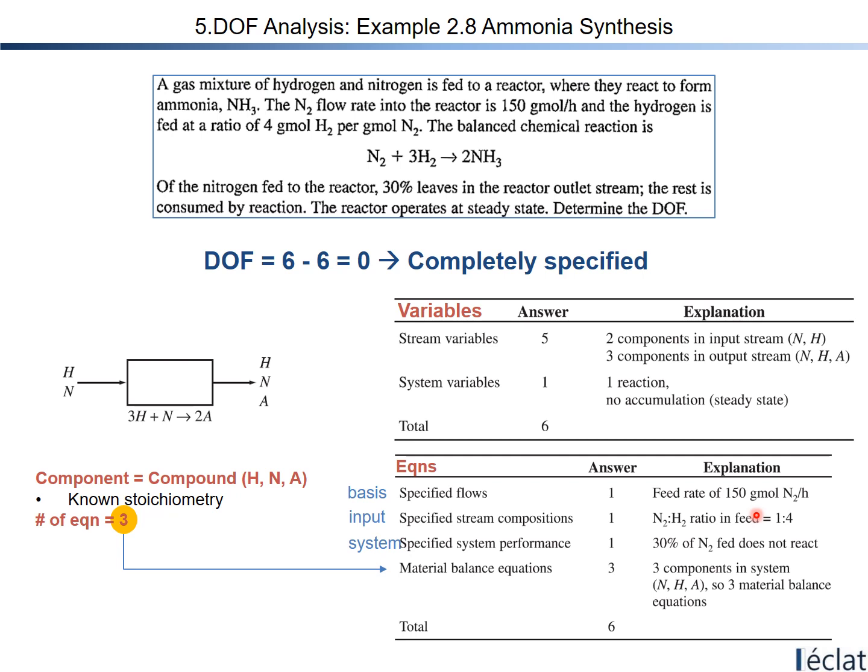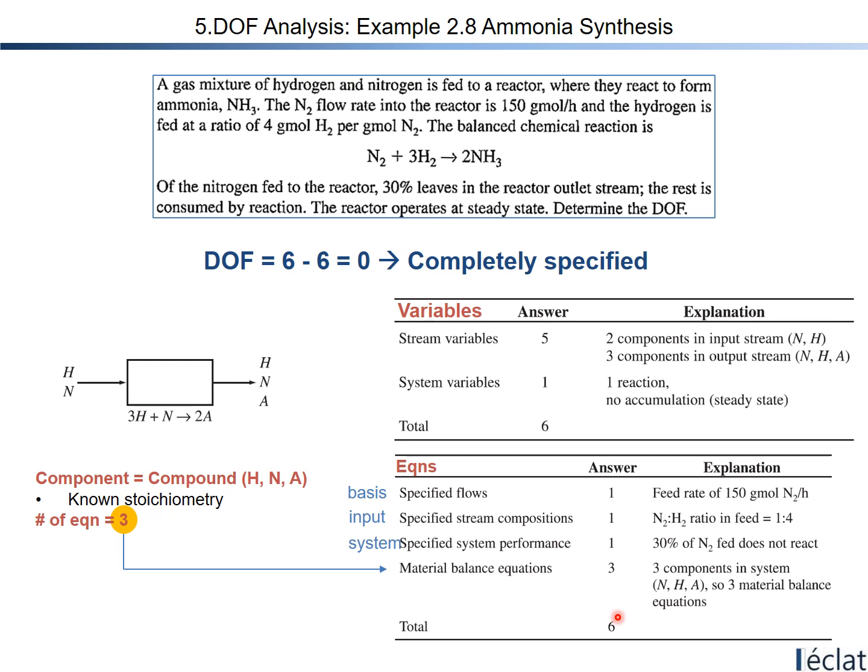Let's go to the system, and you can find 30% leaves in the reactor outlet stream. So again, 30% of nitrogen fed does not react. Only 70% of nitrogen is reacted inside the reactor. So that is the system performance specification. So totally 6 equations or restricts are obtained.